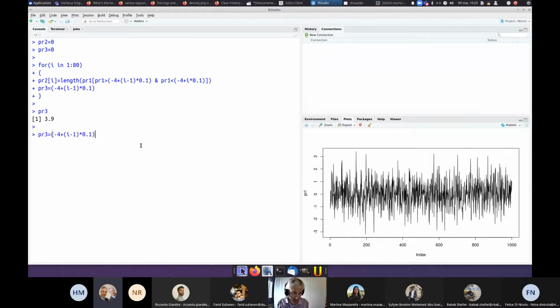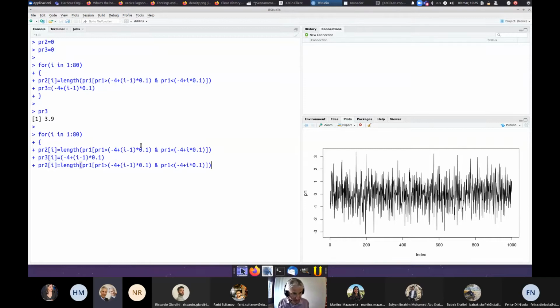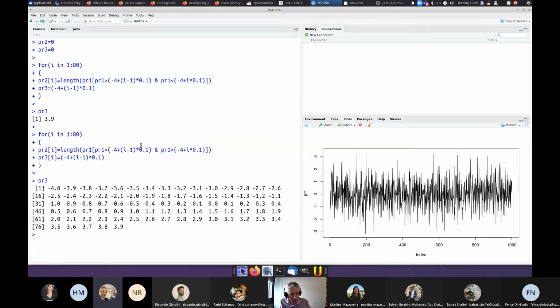Okay, this is the first instruction of the for. This is the one that I need to correct. And I put the I here. Good. Now let me make a check. PR3. Very good. From -4 to 3.9. And this is the sequence of the left boundary of each interval.